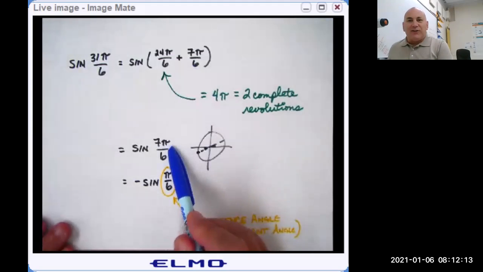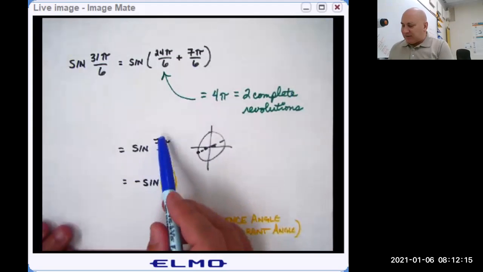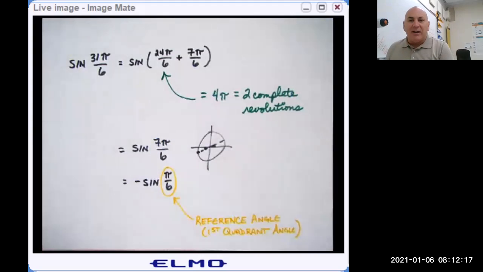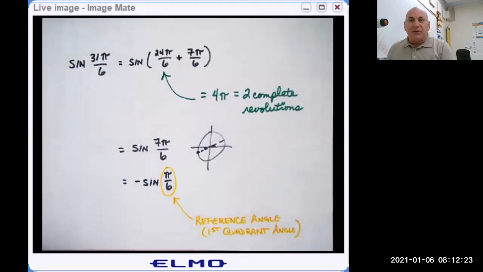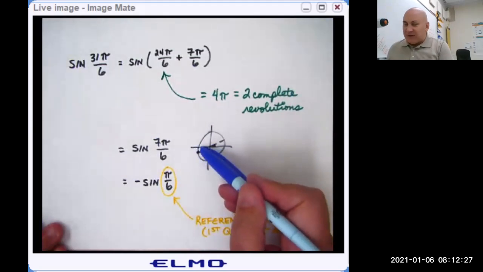But 7 pi over 6 is not a first quadrant angle. That's 7/6 of pi, or more than 1 pi. Well, pi puts us over here, 7/6 puts us down here. That's a third quadrant angle. So what is its reference angle?